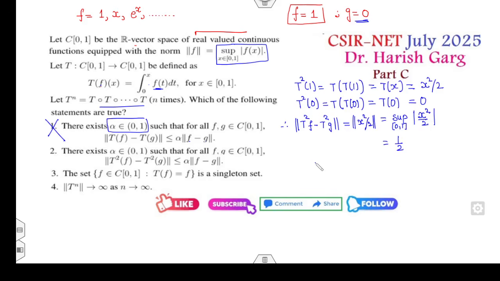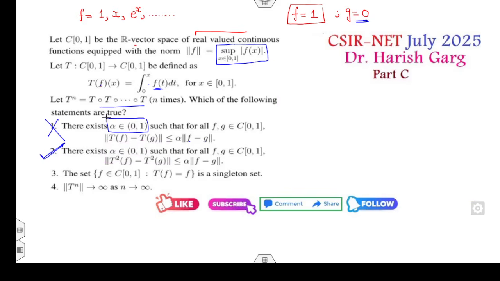So therefore, the second option says it is a half, which is less than or equal to alpha times 1 minus 0. So can you choose the value of alpha which lies between 0 and 1? Yes, of course, alpha will be half. So yes, the second option is the correct option. Or you can choose any other number like say 0.7, 0.8, which lie between 0 and 1. Look at the third option.